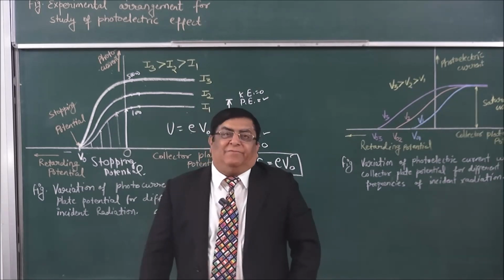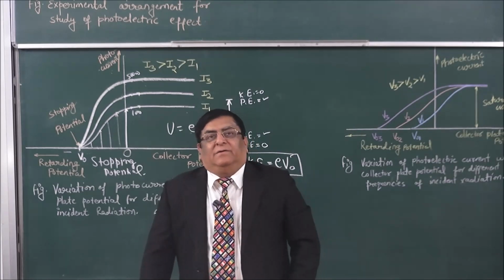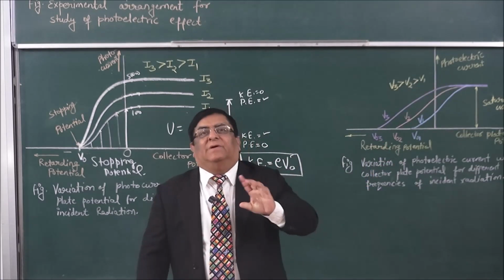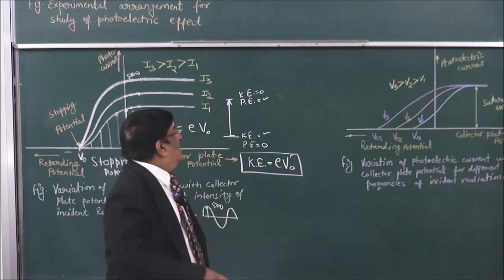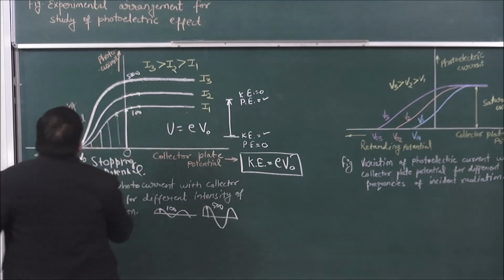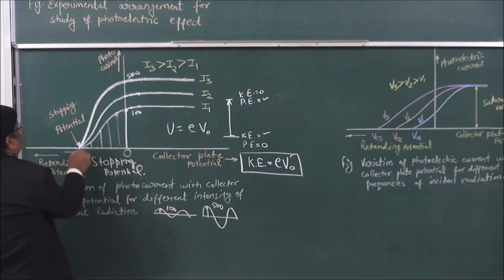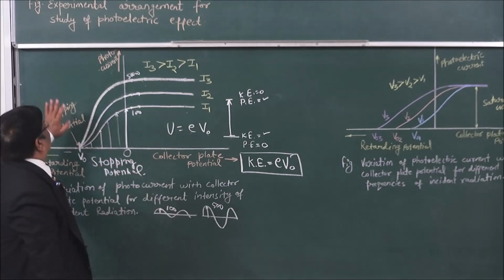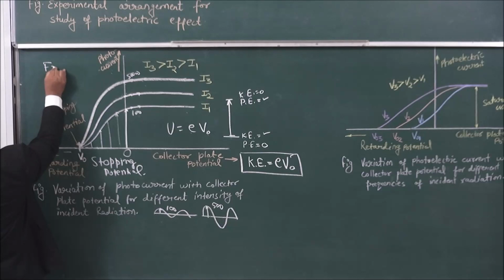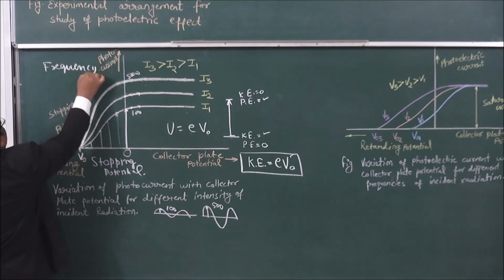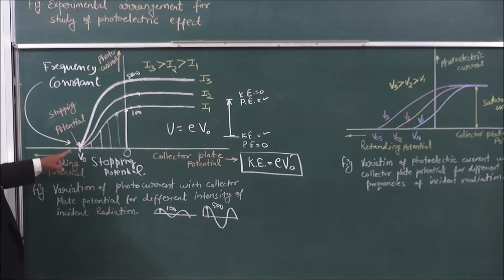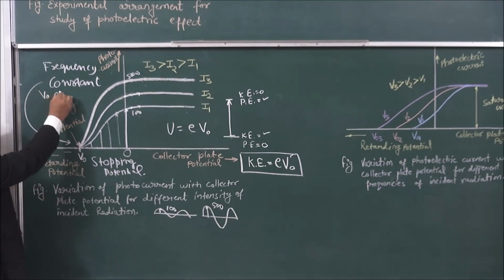But the current will be different. When there is no voltage applied, the current is 100 for a 100 watt bulb and 500 for a 500 watt bulb. So the current is different, but the energy of each electron is the same, because all electrons belong to a particular frequency and we are not changing the frequency. So here I should write frequency constant, and this makes this constant V0 one value.